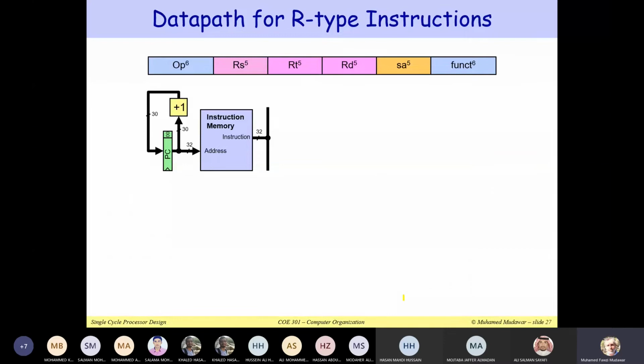Okay, let us see how we can now, after we have fetched the instruction. So now we have the instruction at the output of the instruction memory. By the way, did you see this material in the lab? Did you start the lab about the data path?